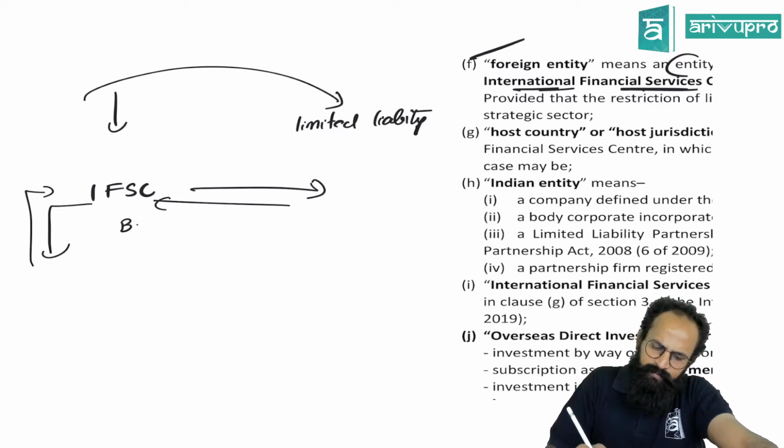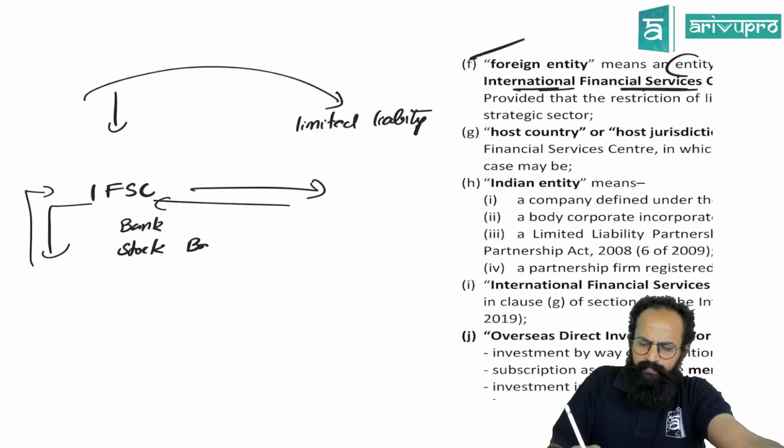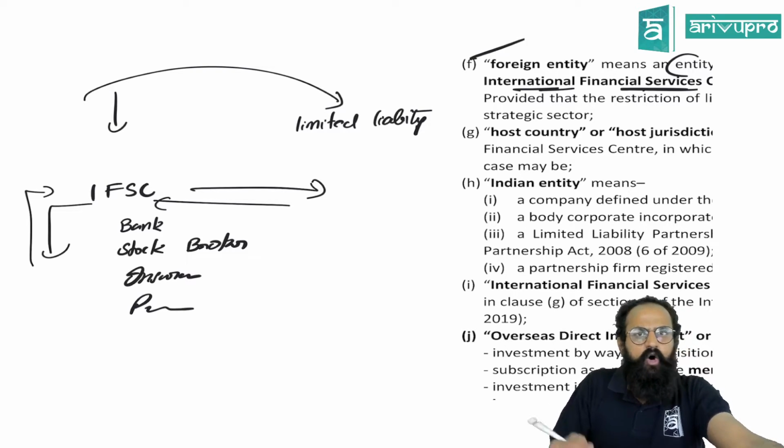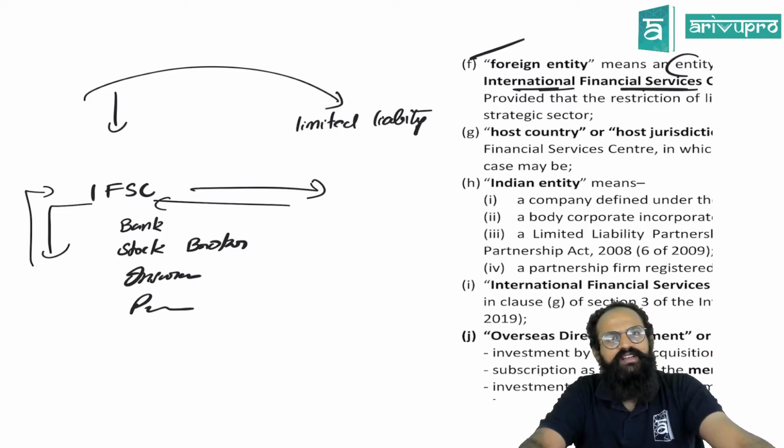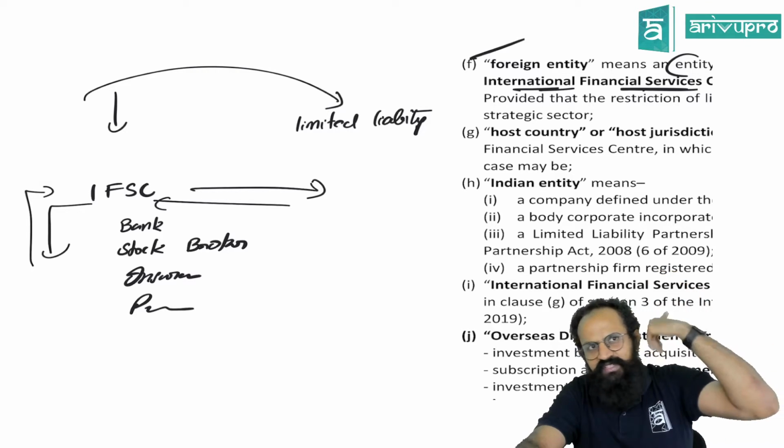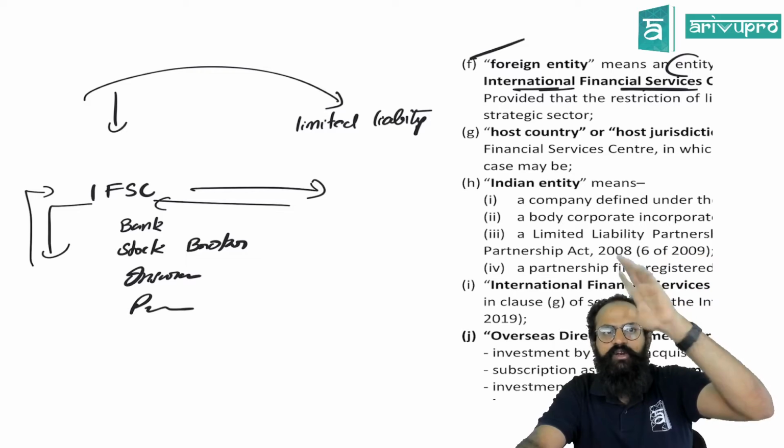So international financial service sector companies are into financial sectors, for example banks, stock brokers, insurance companies, pension funds. All these are financial sectors only, no? Not only banks, there are others also. Other things can also be a financial sector. So what are they telling us? A foreign entity means a company which is registered outside India, and it includes IFSC.